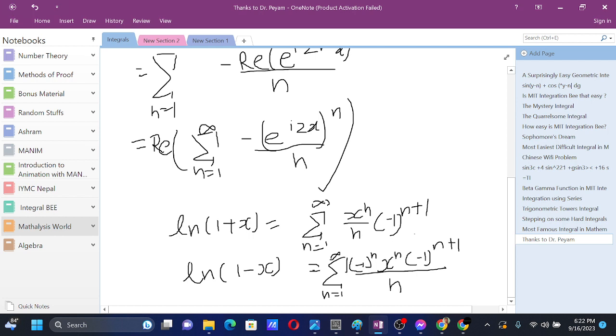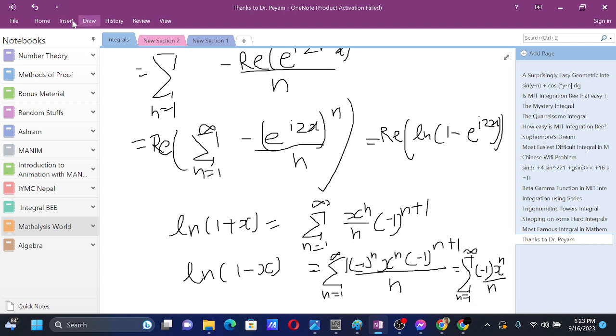Now since we have minus 1 to the power 2n plus 1, and 2n plus 1 is odd, we will just have negative 1 times x to the power n over n. Now we have the same sum over here, just that in place of x we have e to the power i x. So this sum should be the real part of ln of 1 minus x, and our x is e to the power i x. So this sum is just this from the property of logarithms.